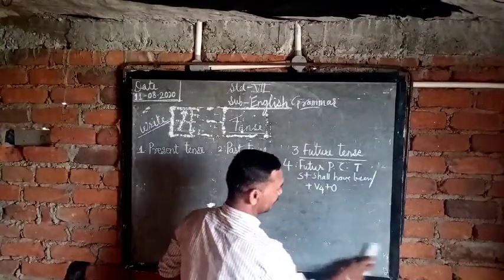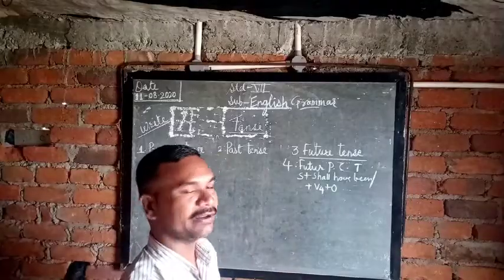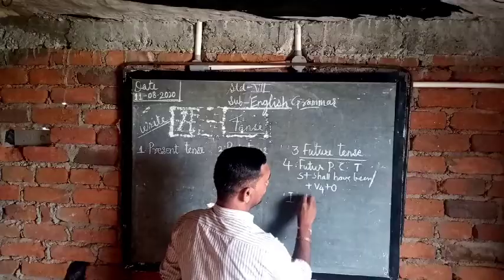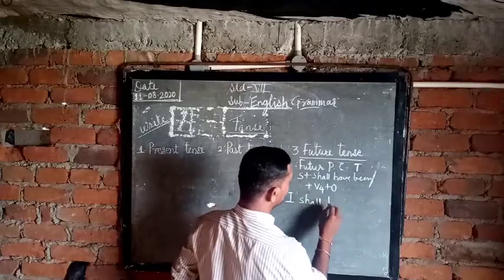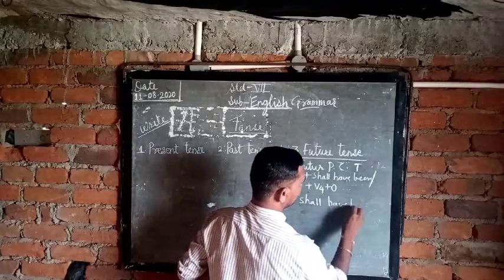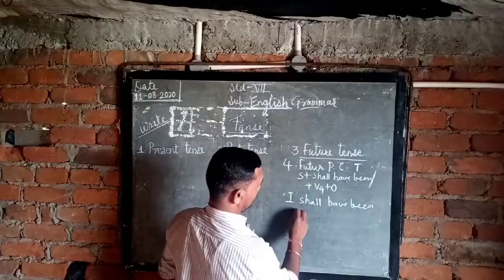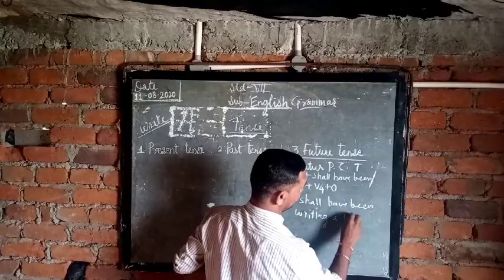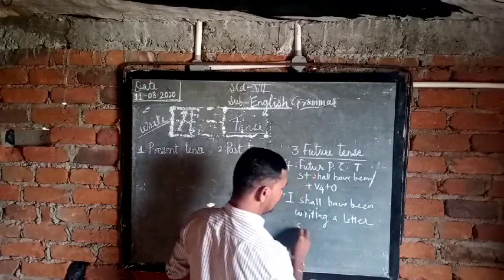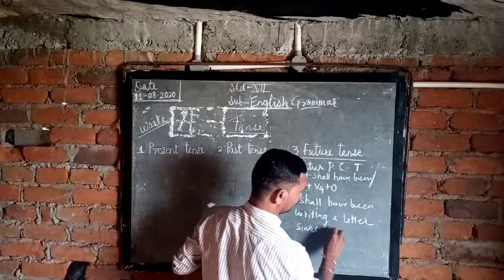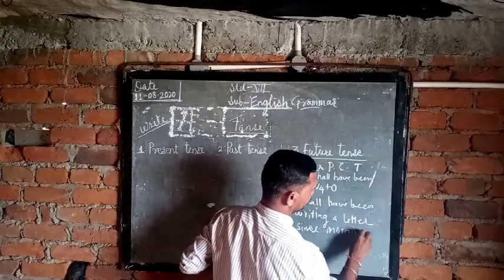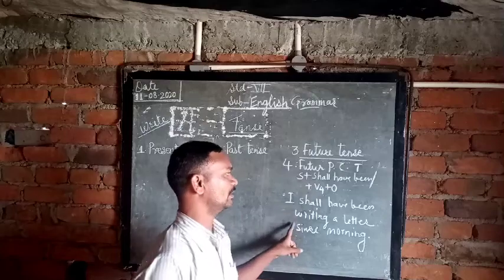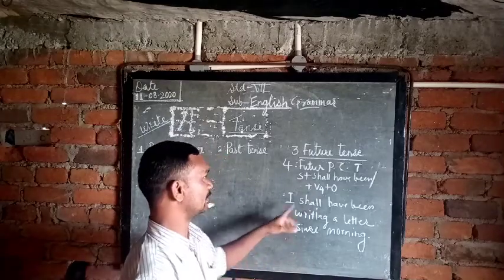So what type of sentences do we make here? See here: I shall have been writing a letter since morning. This type of sentence you people use here and write here.